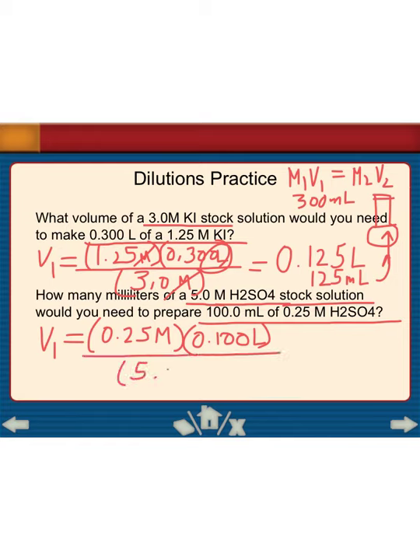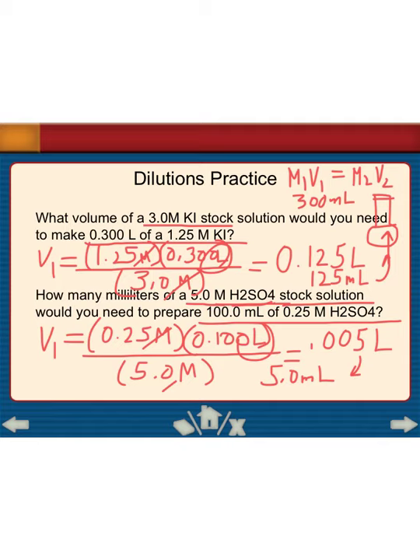Divide by 5.0 molar, that's the stock solution. So again, molarity cancels, and you have liters. It does say milliliters, so once we get the answer in liters, which would be 0.005 liters, we can go ahead and convert it into milliliters, which would be 5.0 milliliters. So we'd have 5.0 milliliters of our sulfuric acid stock solution.